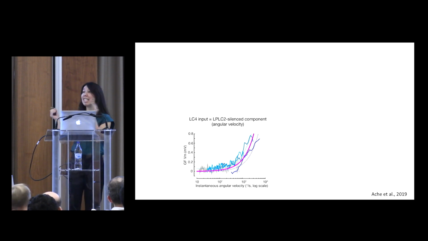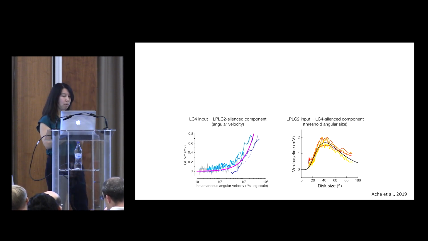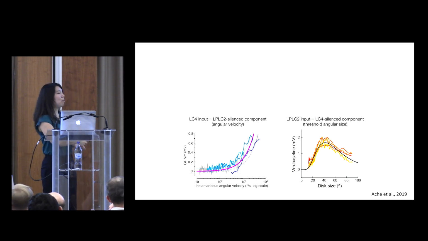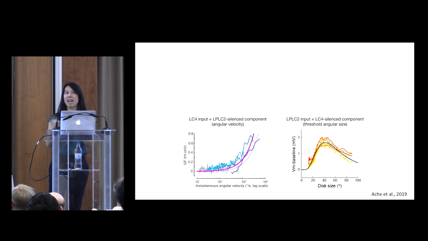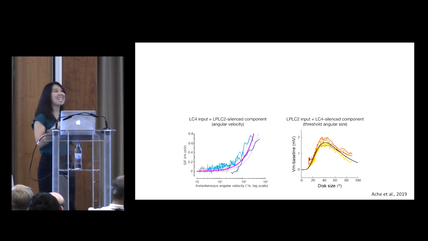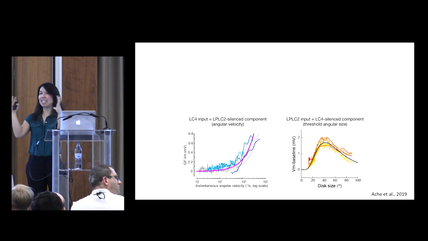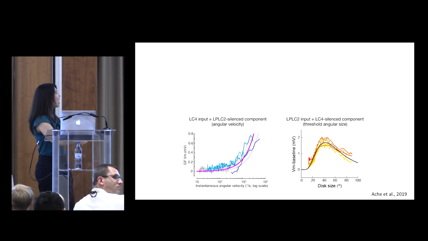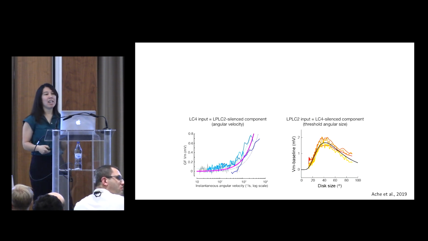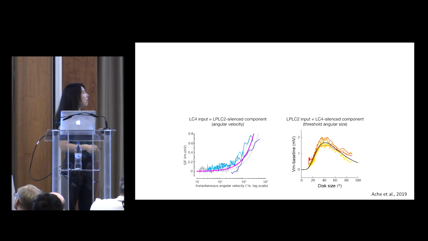So we can do the converse thing. We can now silence LC4 to see what we think the LPLC2 contribution to the giant fiber is. And long story short, what we found is that, again, over multiple speeds of loom, it doesn't matter what the kinematics of the particular looming stimulus were; the instantaneous size of the disc on the fly's eye is what best matched or predicted the giant fiber's response.